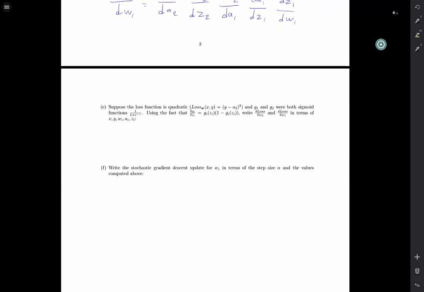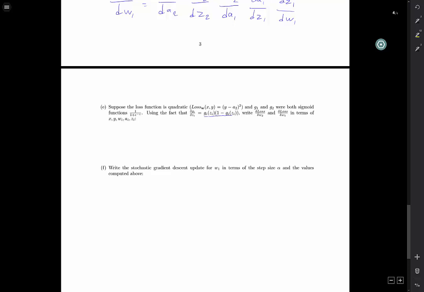And now in part E, it says, okay, here's a loss function. It's going to be the squared error. And they tell us that G1 and G2 are sigmoids, with the equation 1 over 1 plus e to the negative z. They also tell us this convenient fact that the derivative of the sigmoid is this quantity right here.